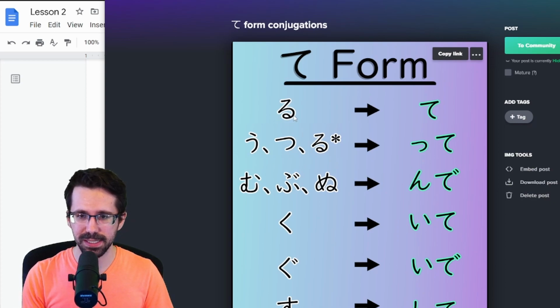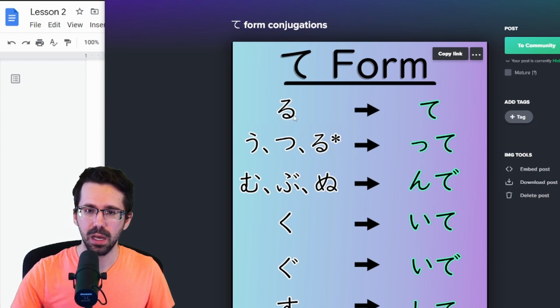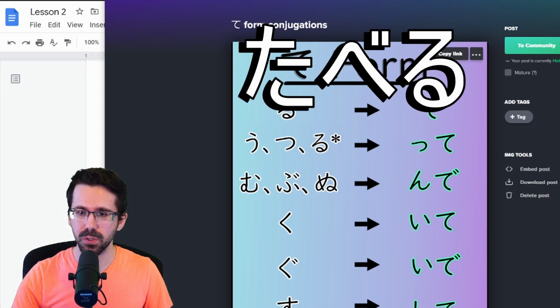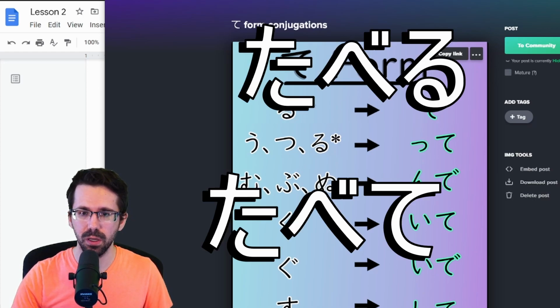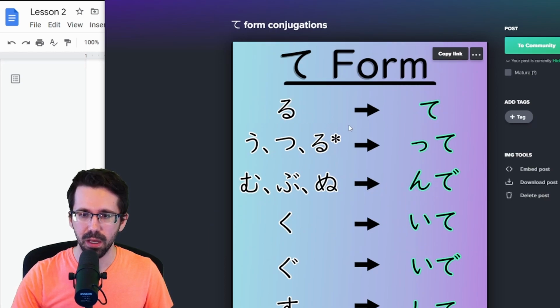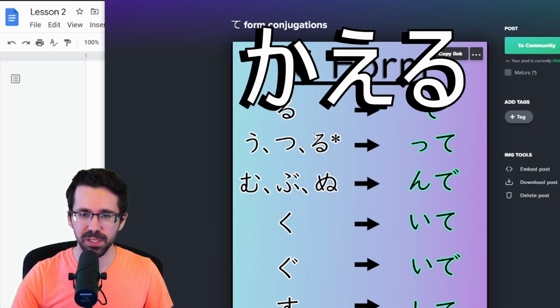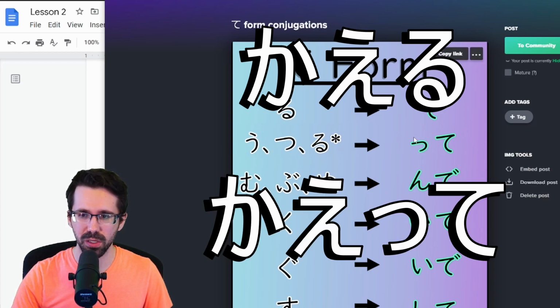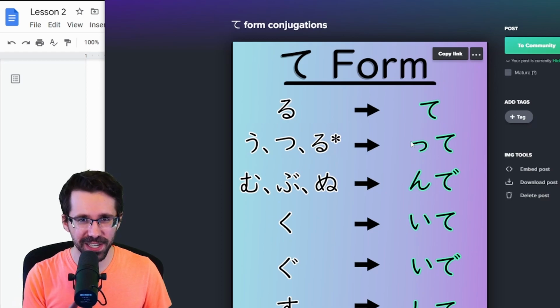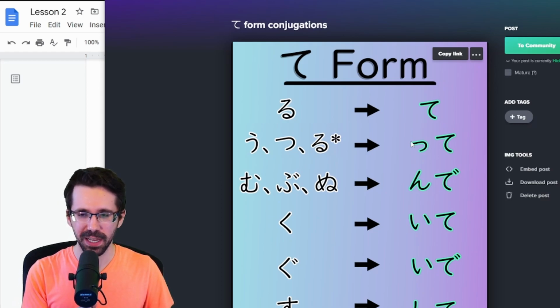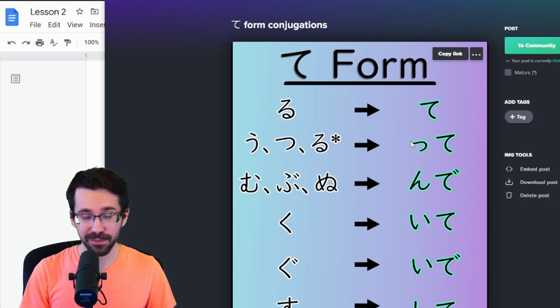Using the first one as an example, these are usually the easier ones. A word like taberu goes to tabete with no small tsu because it conjugates this way. A verb like kaeru, which means to go home, conjugates this way, which is kaette with a small tsu. Of course, that is very confusing and very difficult. The first question you should be asking is, wait, how do I know which way it conjugates when I have a verb that ends with ru? The unfortunate answer is you kind of just have to know.